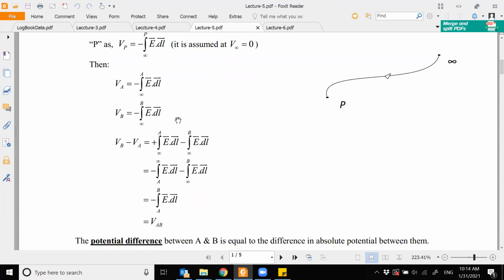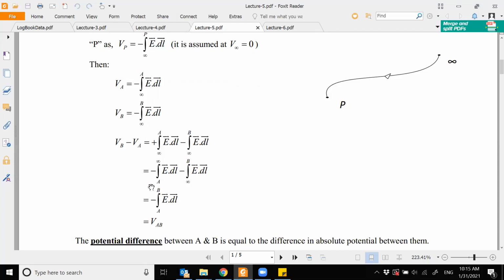Now for the first term on your right hand side, I am swapping its limits. According to our integration rules, if you swap the limits, then the sign will change. So your plus will now become minus. Now it is integral A to infinity E bar dot dl bar minus integral infinity to B E bar dot dl. And if we apply the relations from integration, A to infinity and infinity to B can be written as A to B. So it is minus integral A to B E bar dot dl.